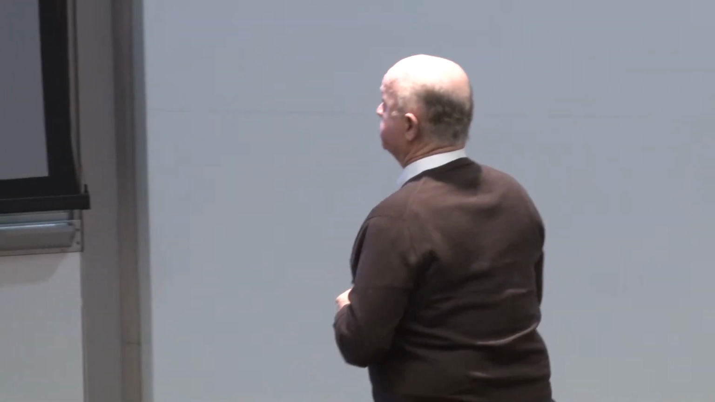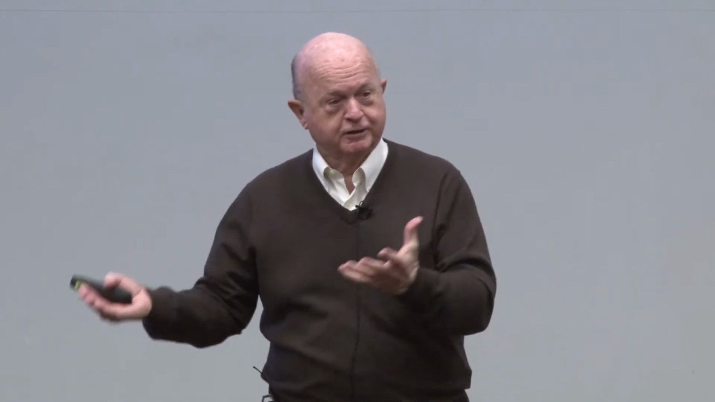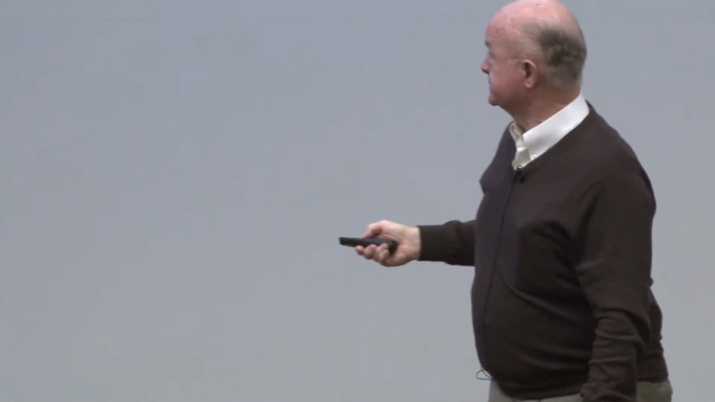Now, if we talk about obesity and genetics, the risk of having an obese child, if one or more parents is obese, is 2.5 times the risk of when both parents are normal weight. But is that genetics or environment? I ate what my mother cooked. And if she ate a lot, I ate a lot. And so it's a little bit of both. So if both parents are overweight, you have a better chance of being overweight, but that may be because of the environment and not necessarily just because of genetics.